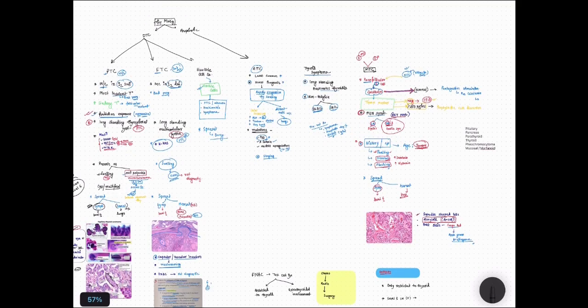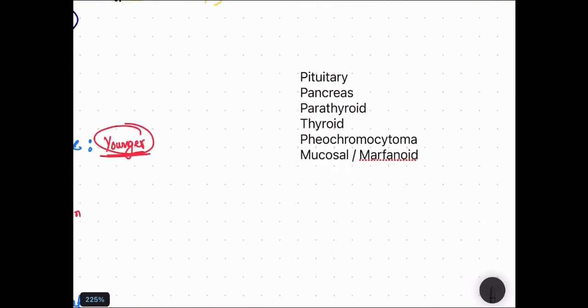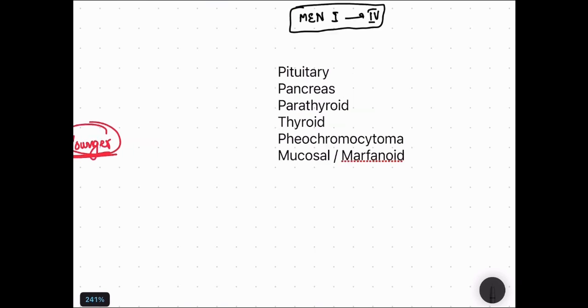Now we are going to discuss a few features regarding MEN syndrome. You can remember it in this way: write pituitary, pancreas, parathyroid, then thyroid, pheo, mucosal and marfanoid features. So you can remember this algorithm. Now if there is pituitary, pancreas and parathyroid involvement, that is MEN 1 syndrome.